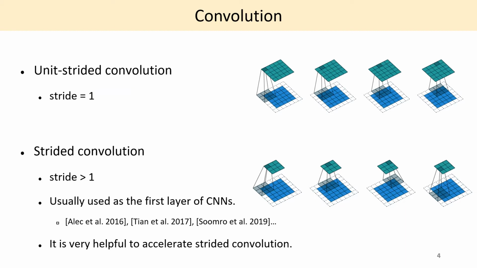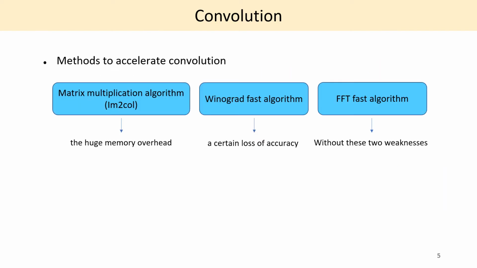Here is the comparison of unit stride convolution and stride convolution. Stride convolution is usually used as the first layer of CNNs, and it is very helpful to accelerate stride convolutions. The methods for improving the performance of convolution include matrix multiplication algorithm, Winograd fast algorithm, and FFT fast algorithm.